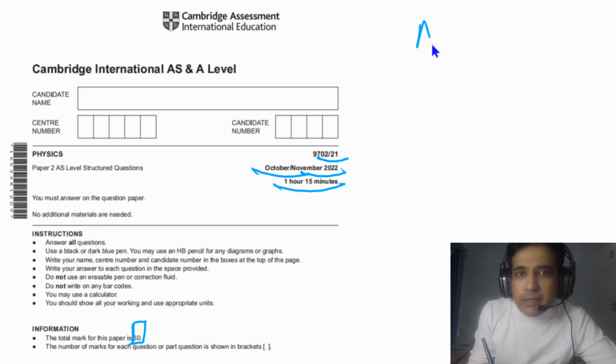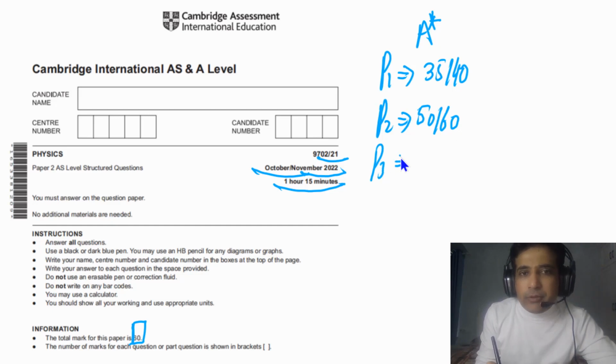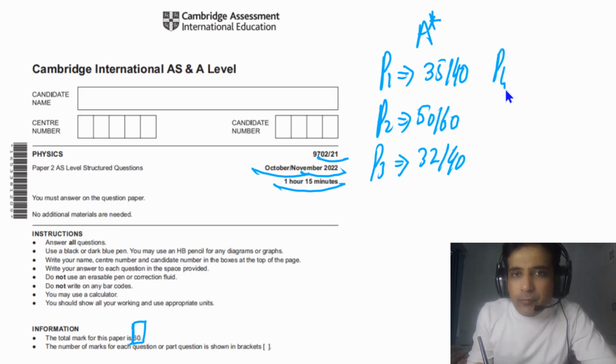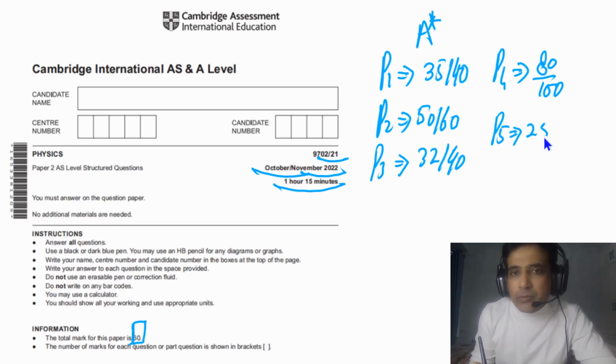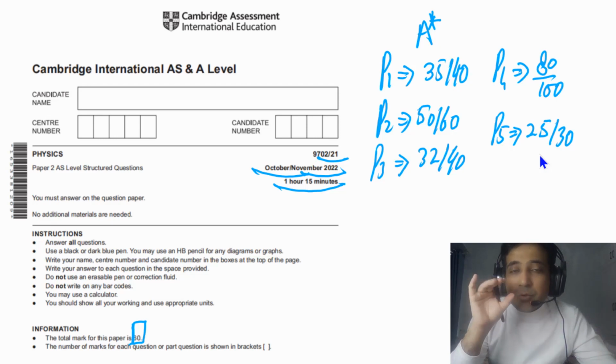If you want to get A star in A-level physics, you need to get in paper 1 about 35 out of 40 marks. And in paper 2, you need to get about 50 out of 60. And in paper 3, you need to get about 32 out of 40 marks. And in paper 4, you need to get 80 out of 100. And in paper 5, you need about 25 out of 30 marks. If you can get these marks in these papers, it means 100% you will get A star.